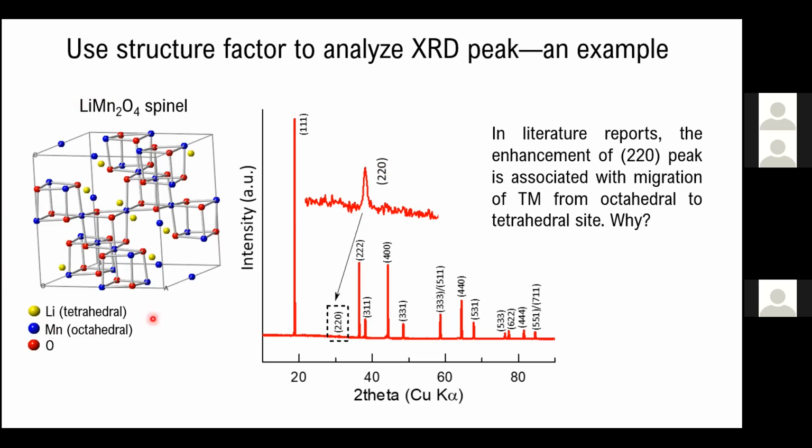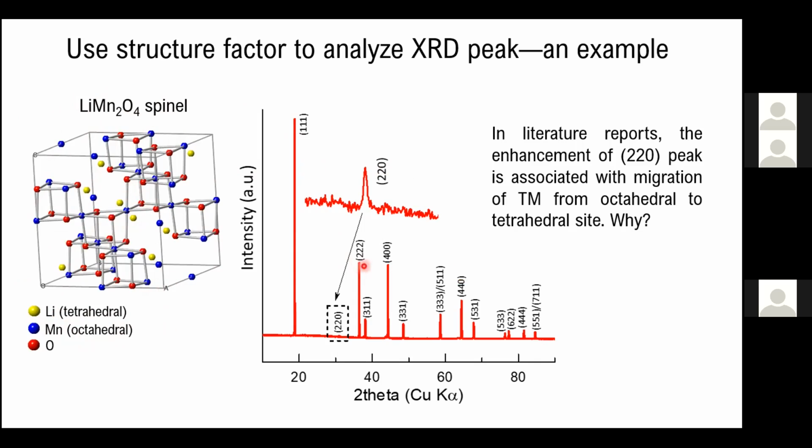So I think everybody probably can recognize the structure of lithium manganese oxide, the spinel structure. We have the lithium residing in the tetrahedral site, and we have the manganese residing in the octahedral site. Especially if you look at this manganese, right? It is coordinated with six oxygens and forms an octahedron. So this is the spinel phase.